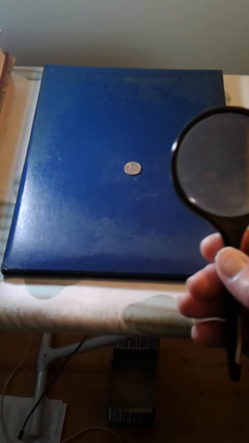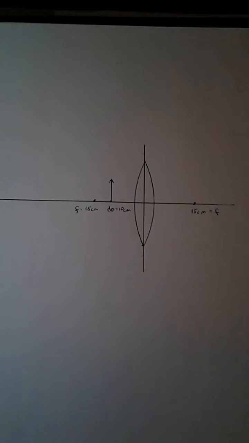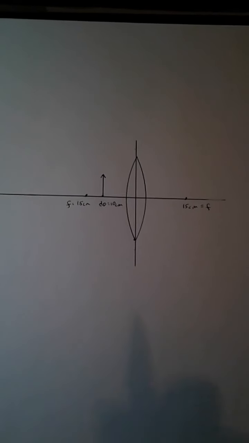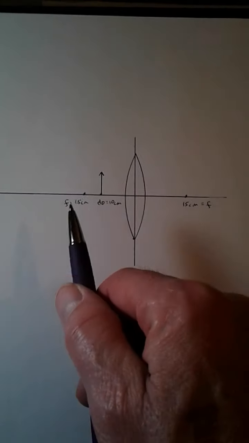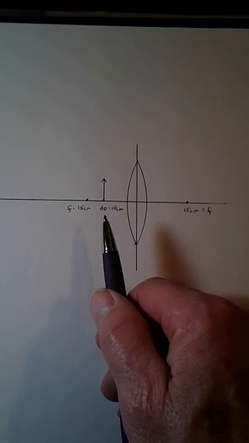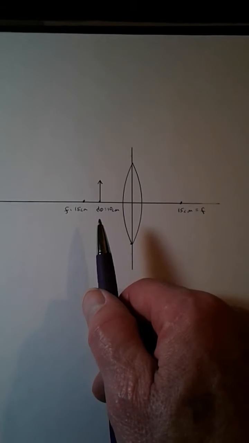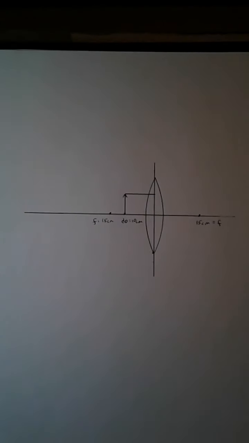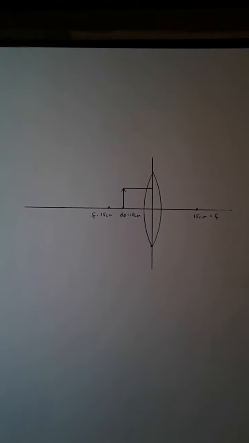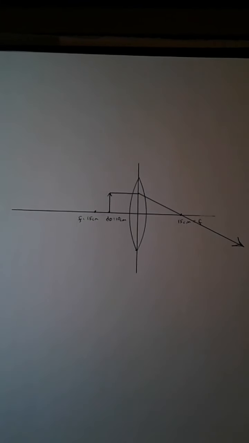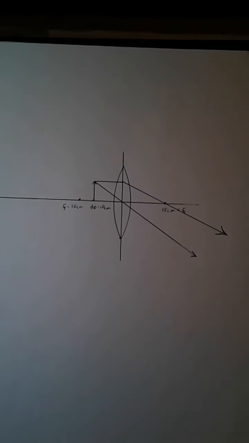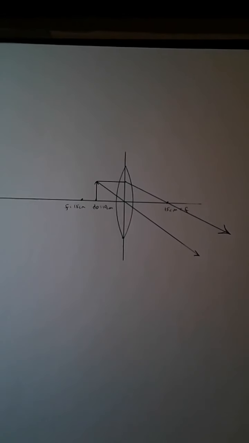Time to draw a ray diagram. I have the two foci drawn at 15 centimeters, and I've put the object now in front of the focus. It's at 10 centimeters. A ray goes in parallel, out through the focus. The next light ray I draw goes through the center.